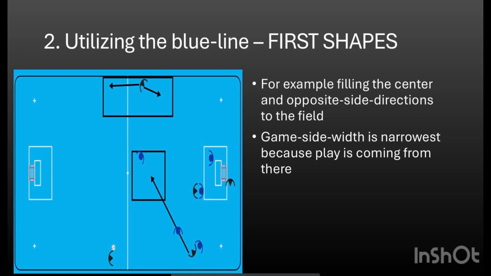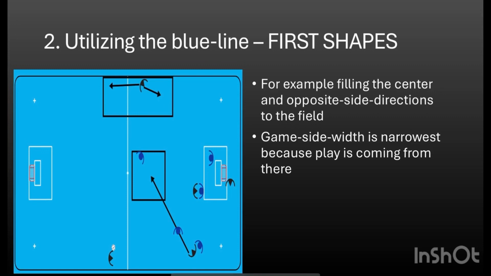The game side width, of course, will be the narrowest angle. If you're only jamming the ball back to where it came from, that is the narrowest, because the defensive team has organized themselves into that corner of the field, and the play is coming from that side. So if you only jam the ball right back over there, you will be back under pressure.